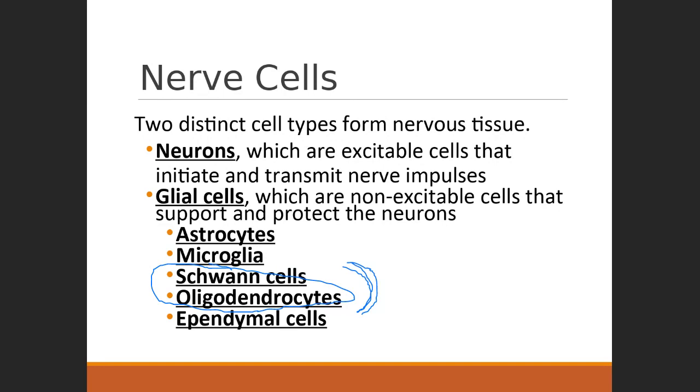The difference between the two is geography. We will see Schwann cells in the nerves of the peripheral portions of the body. Oligodendrocytes will be associated with neurons in the central nervous system. Central nervous system, brain, spinal cord. That's where we'll see our oligodendrocytes. Schwann cells, everywhere else. Functionally, you and I are not going to distinguish between one or the other.